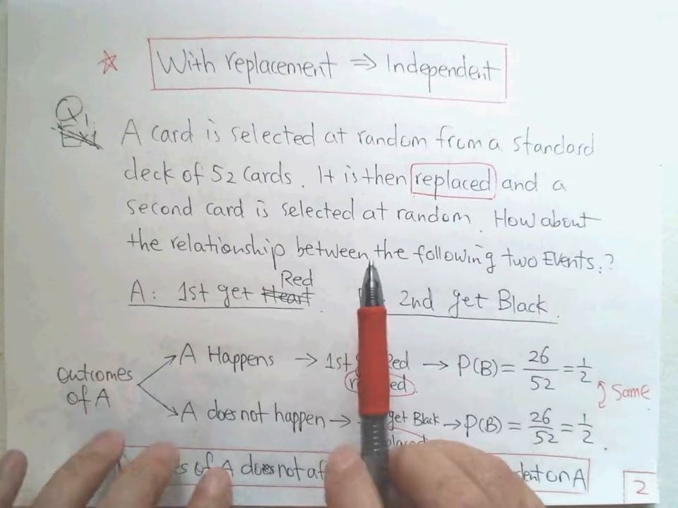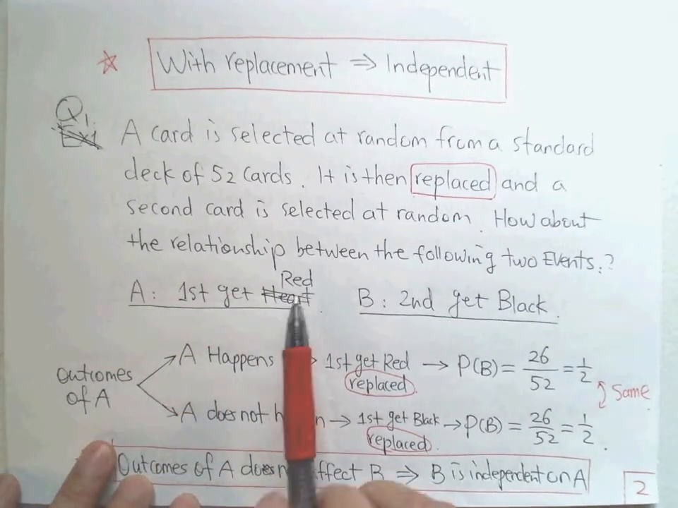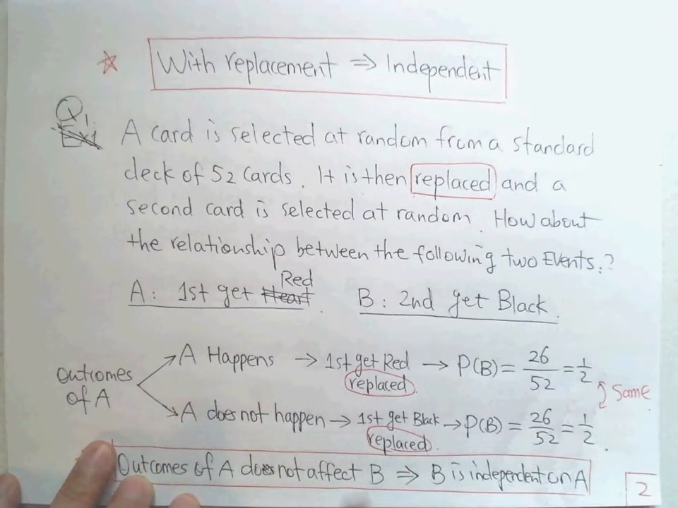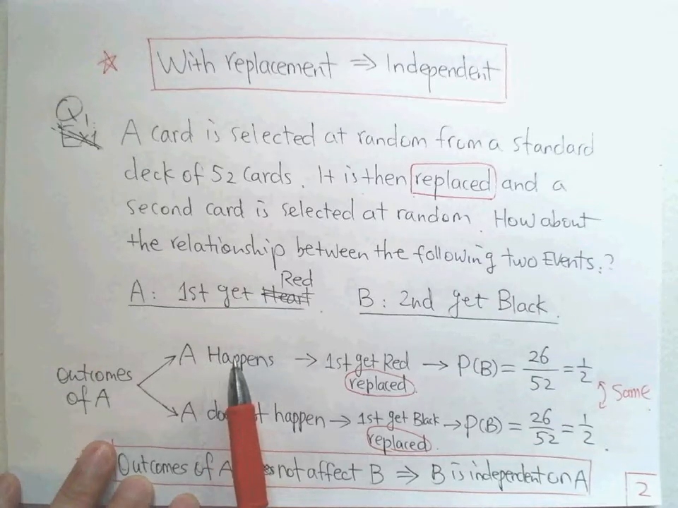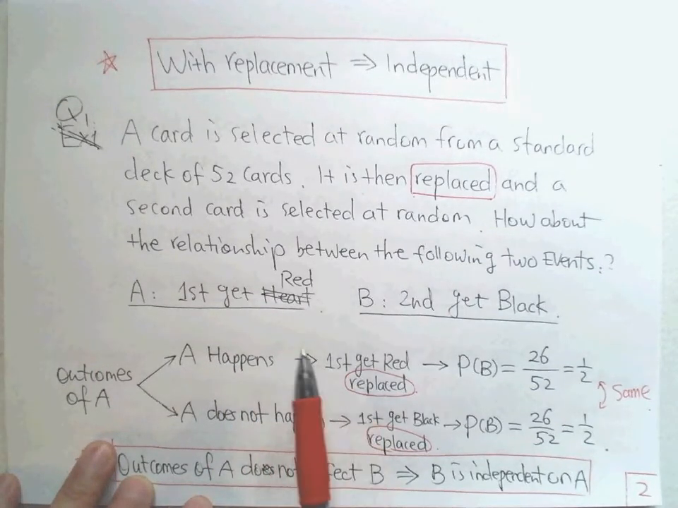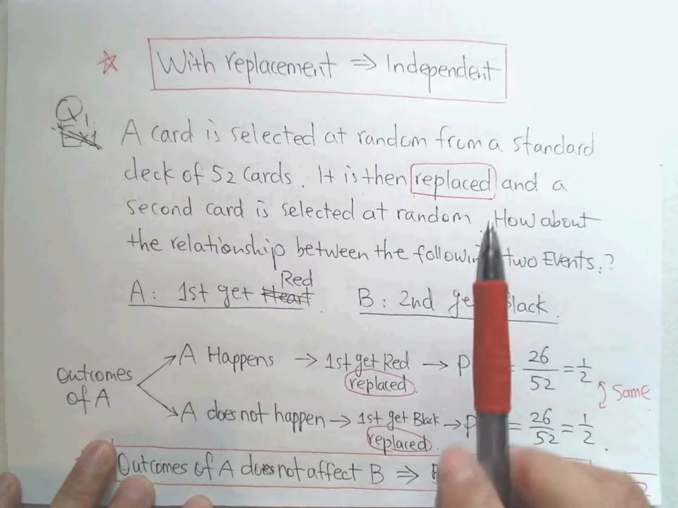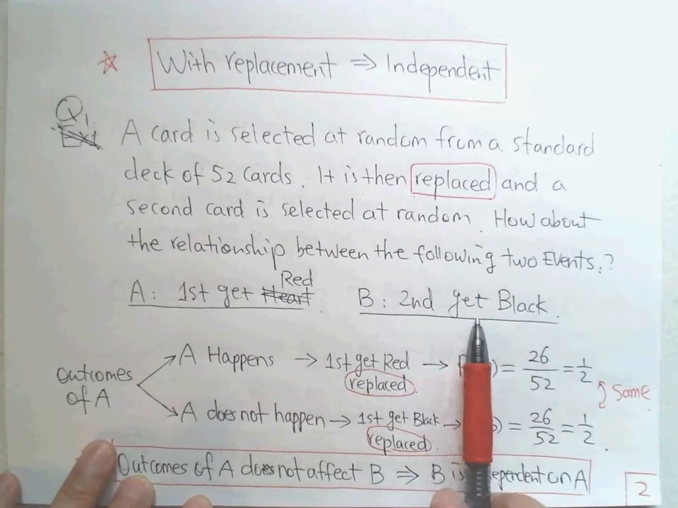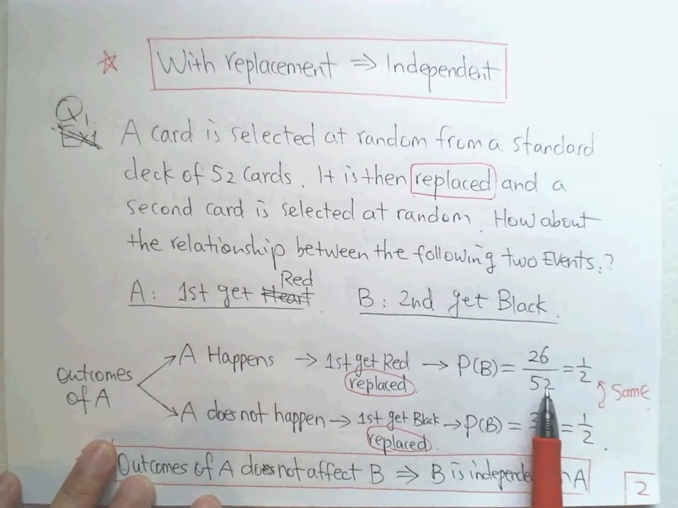How many outcomes for A? Only 2 outcomes. Let us do this step by step. For the outcome of A we have 2: either A happens or A does not happen, right? If A happens, it means the first time we get a red card. Keep in mind replace, what does it mean? Put the card back. Then we look at the second step to find the probability of B. It is 26 out of 52, the classical model.